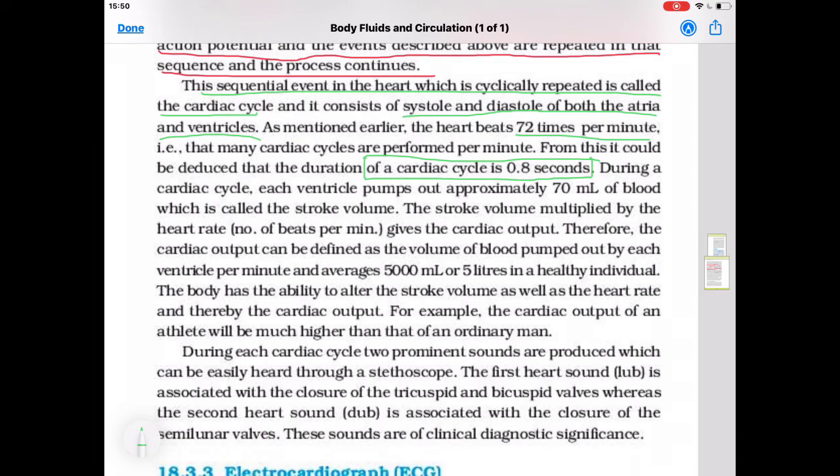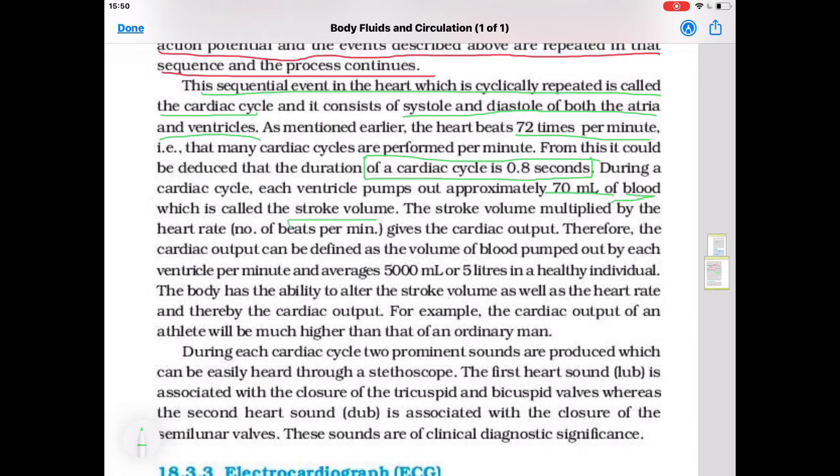During a cardiac cycle, each ventricle pumps out approximately 70 ml of blood, which is called stroke volume. So, an important definition: what is stroke volume? During the cardiac cycle, the ventricle pumps blood, approximately 70 milliliters, which is known as stroke volume.